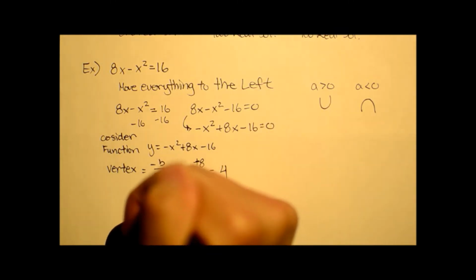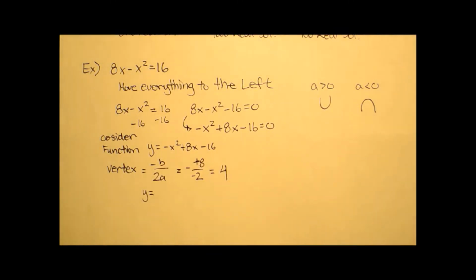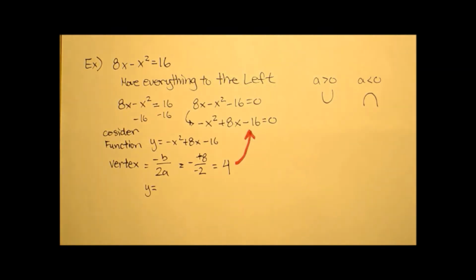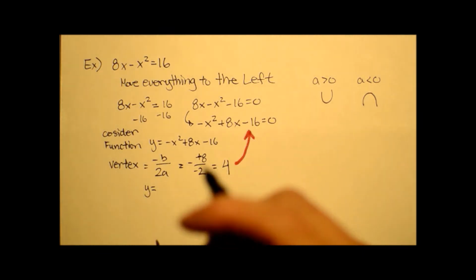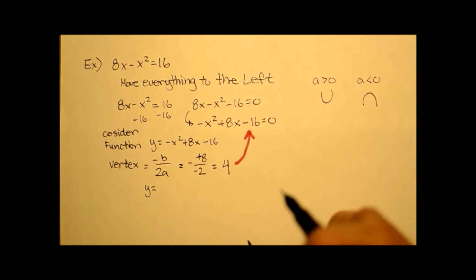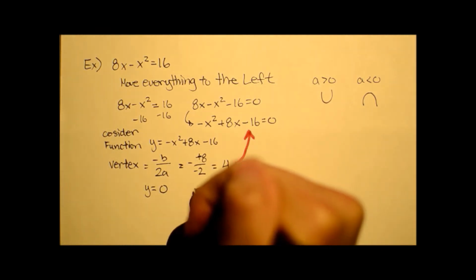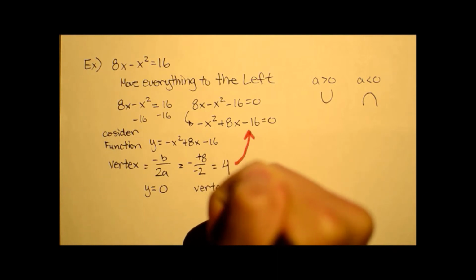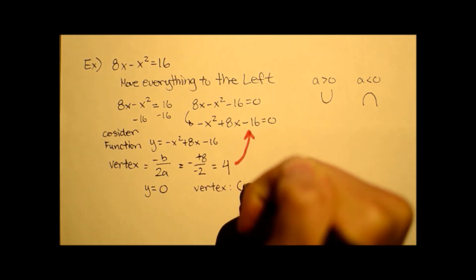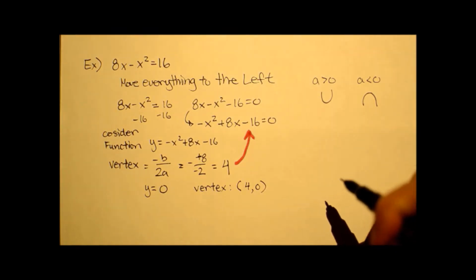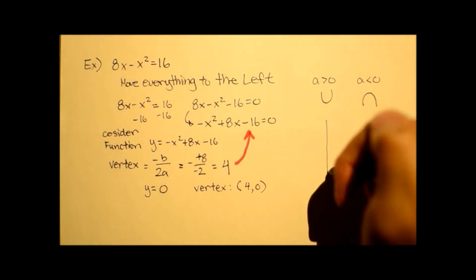So now we have to find y, and if I plug that back into the original problem, we should be able to get 0. So my vertex will equal 4 and 0. So let us start with that graph so far.